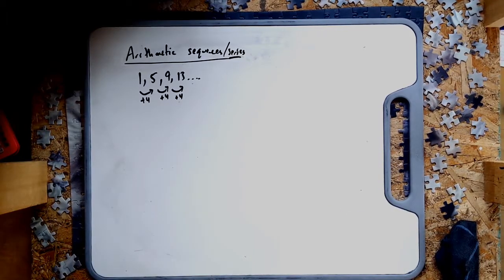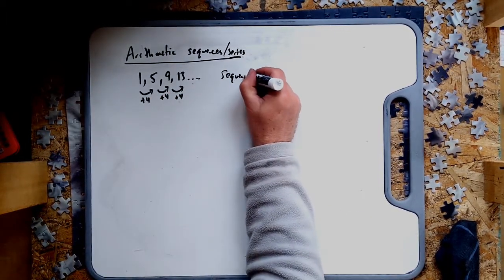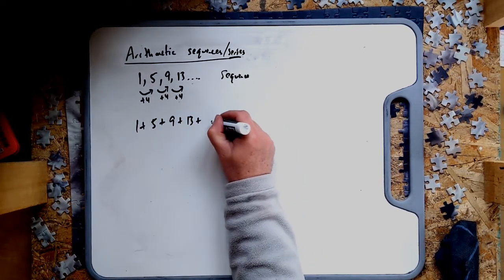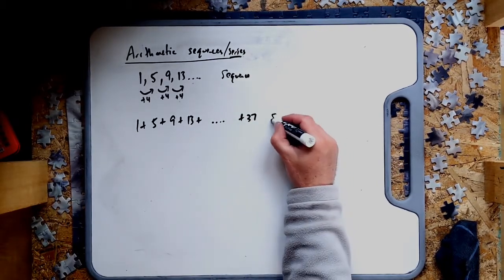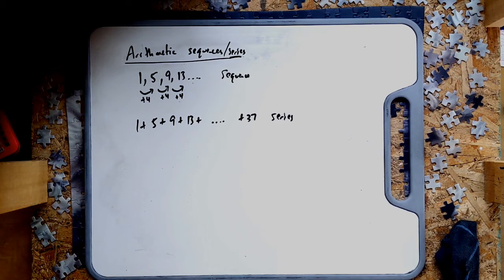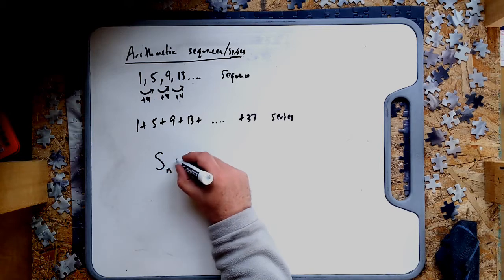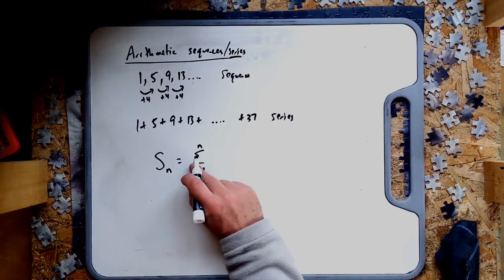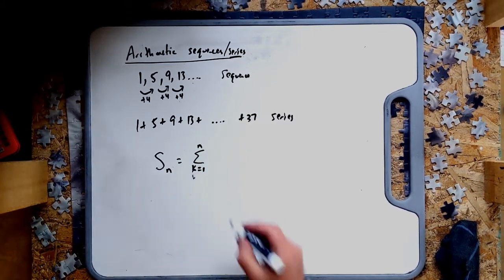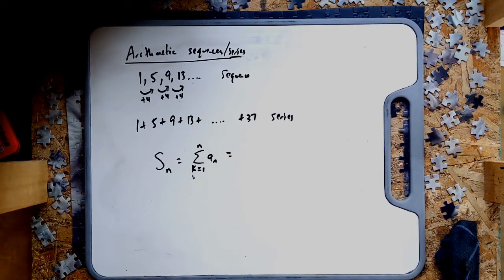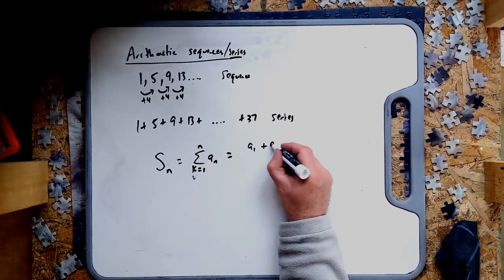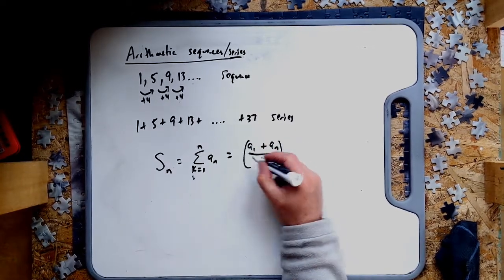So a series means you're adding them up. So this is a sequence. The corresponding series is 1 plus 5 plus 9 plus 13 plus, let's say, plus 37. And that's a series. And that will just be equal to a number. Now the equation for finding the value of the series, which I'll call S sub n, which is also the sum from k equals 1 to n of a sub k, in other words, you're adding them up from 1 to n, is equal to a sub 1 plus a sub n divided by 2 times n.